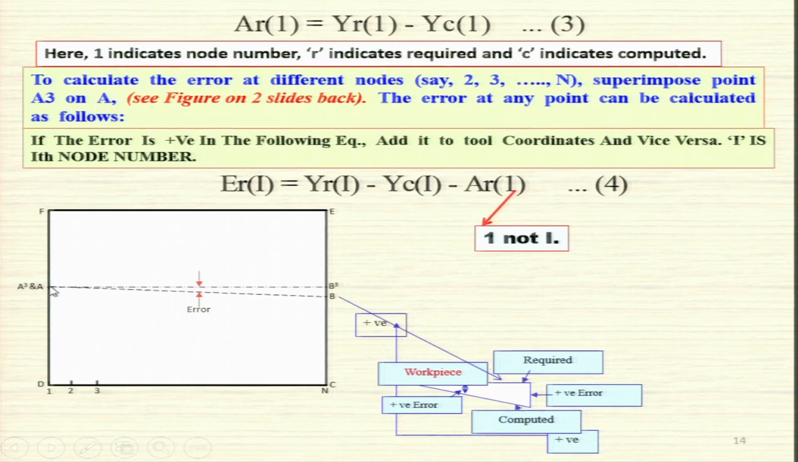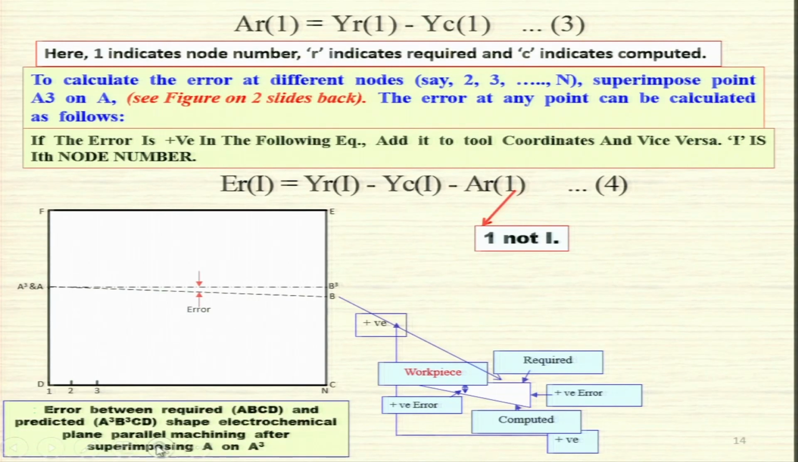So, you can see, because these two are matching here, A3 and A, for which we calculate over there, this is the error, this is B3 and this is B. So, workpiece is there, you have the required workpiece here, this is the error, this is the computed workpiece. So, you can calculate the error at different nodes, and if it is positive, add it to the tool node on that particular point, or if negative, then subtract it. Error between required and predicted shape. Electrochemical plane parallel machining after superimposing A and A3.